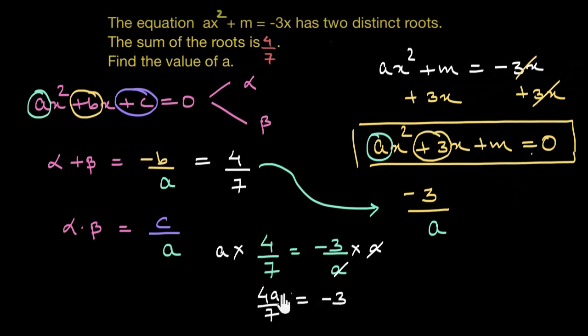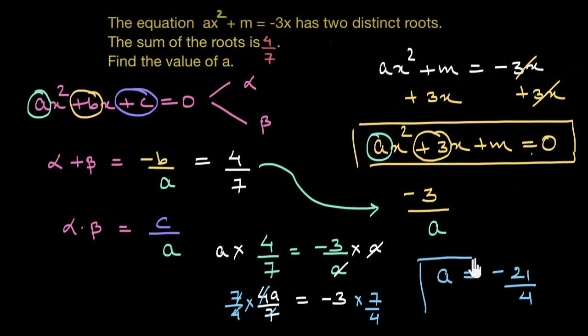Now, on multiplying both sides with the reciprocal of 4/7, that is 7/4, 4/7 cancels out 7/4, and we are left with a equals negative 7 times 3, 3 sevens are 21, divided by 4. So this is the value of a that we were looking for. The value of a that would satisfy the given equation, that is the coefficient of x², would be equal to -21/4.